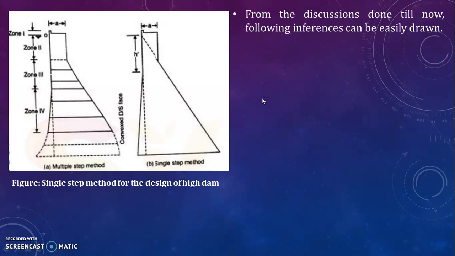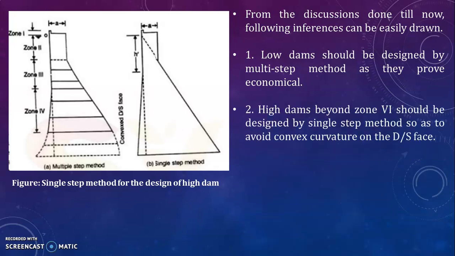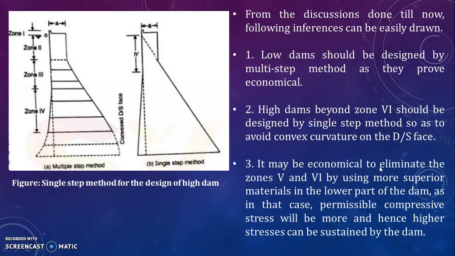From the discussions done till now, the following inferences can be easily drawn. The first one is low dams should be designed by multi-step method as they prove economical. High dams beyond zone 6 should be designed by single step method so as to avoid convex curvature on the downstream face.